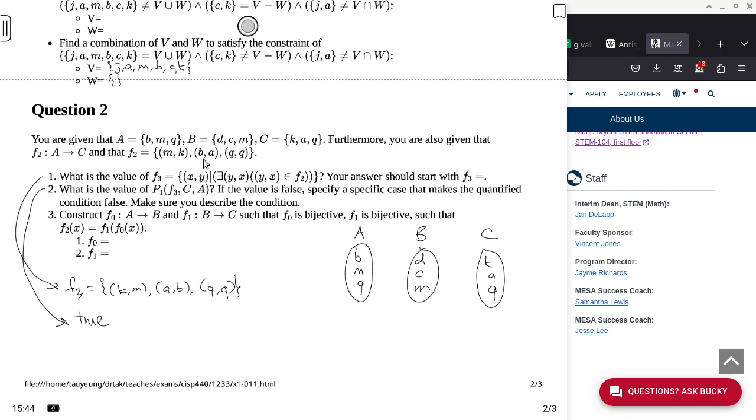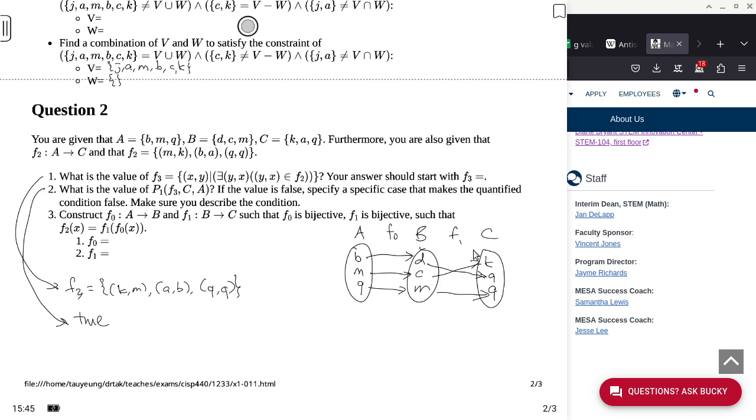And we want to define a function going from A to B, and another function that maps from B to C. The one that maps from A to B is F0. The one that maps from B to C is F1. So we'll put a label here, F0, this is F1. There are many ways to do this. Just show me one way to do it. So we'll do it like this. D goes to A. Then we can map M to C, and from C it maps to K. And then Q maps to M first, and M then maps to Q.